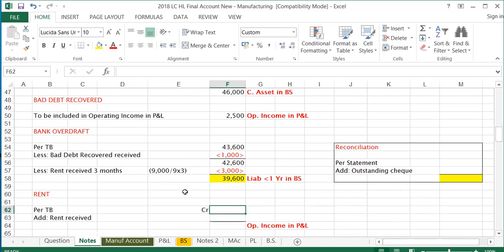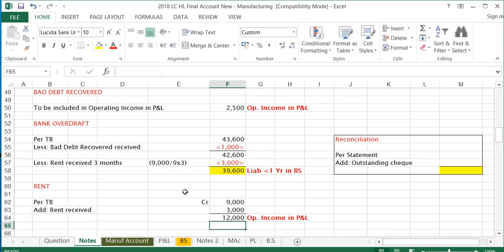The rent was 9,000 in the trial balance. I received 9,000. I received a further 3,000 I wasn't aware of, which will increase my rental income to 12,000 for the year, and that goes in operating income in the P&L.